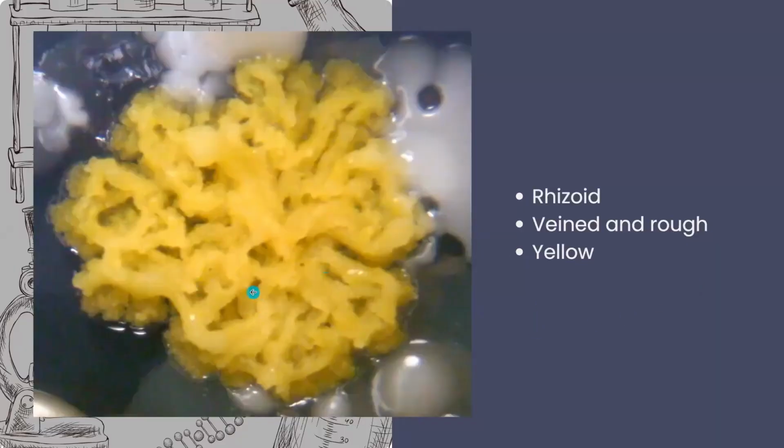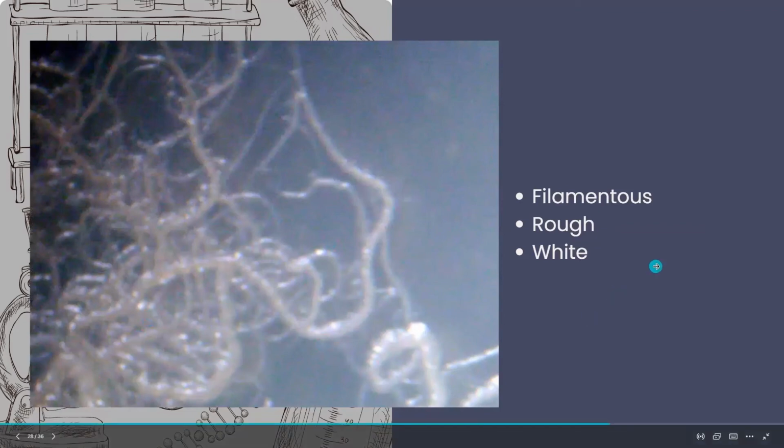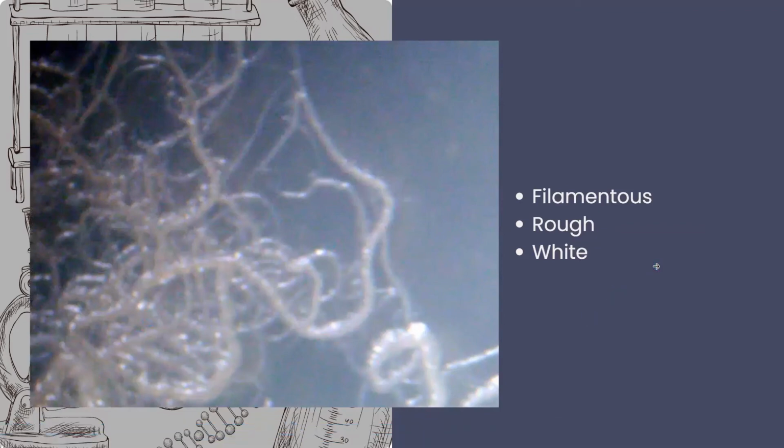Now this one looks like a sponge. So it is yellow, it is veined and rough, and it is rhizoid in shape. Now this one is filamentous. It is rough in surface and is white in color.